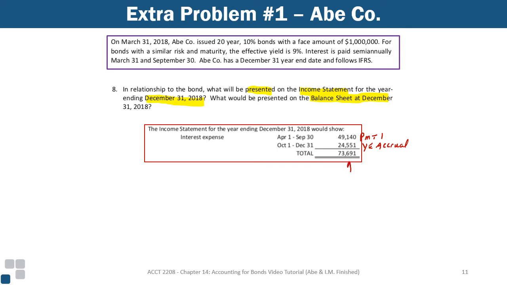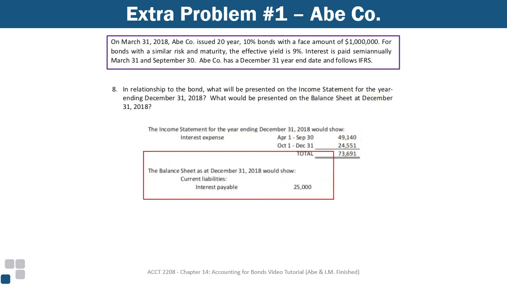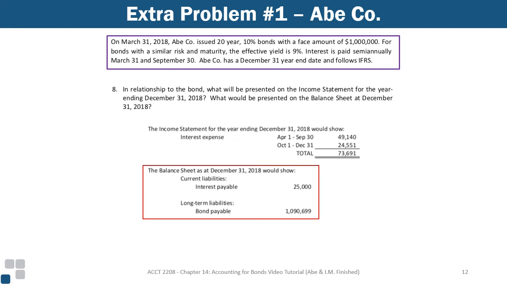So the total interest on the income statement is $73,691. Then, for the balance sheet, we have an interest payable of $25,000 and the balance in the bond payable account of $1,090,699. And that takes care of that requirement.